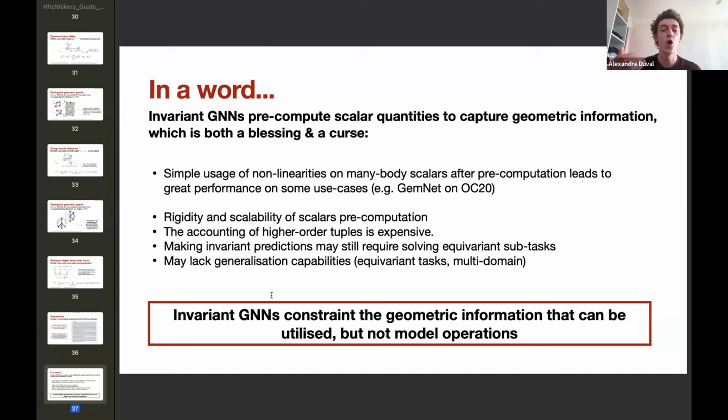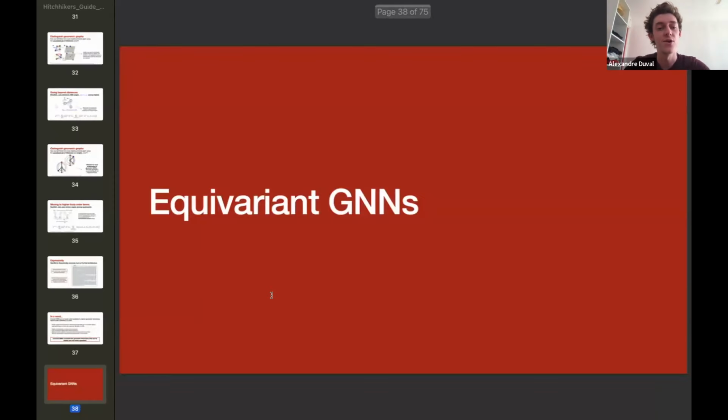And lastly, you only tackle invariant tasks, except for maybe the forces that you can compute as the derivative of the energy. But it's an invariant model, right? So it does not produce equivariant representations, both locally and globally. So I guess that's the field of invariant GNNs, and it's been a blooming field over the past few years. And I think now is the time to talk about equivariant GNNs, Simon.